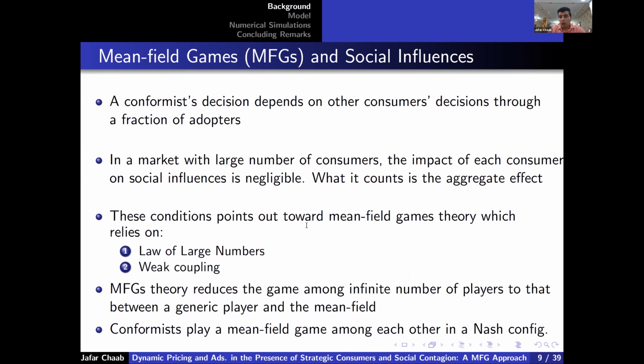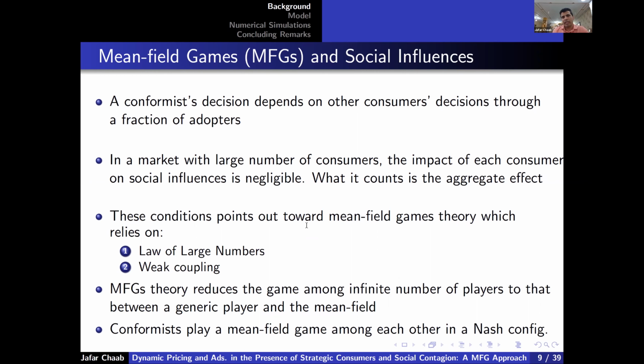Here I'm going to talk about how mean field games theory is going to come into the picture and can be used as a proxy to represent or compute the social influences. I already said that a conformist's adoption decision depends on the decisions of other consumers in the market. When we have a market with a large number of consumers, the impact of each individual on the mass adoption behavior is negligible. What is important here is the aggregate effect on each individual. Under such conditions, it is natural to use mean field games, which rely on the law of large numbers and with coupling.